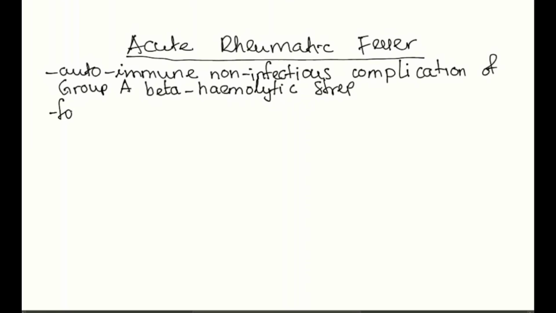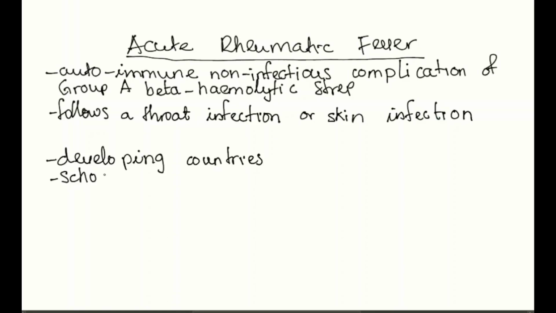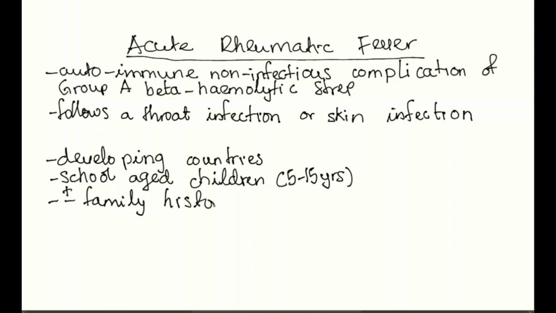Now, acute rheumatic fever can occur after a pharyngeal infection, that's a throat infection, or in some cases a skin infection. It's more common in developing countries, and most cases typically occur among school-aged children. In some cases, there is a family history of rheumatic fever. Acute rheumatic fever occurs as a result of molecular mimicry in susceptible individuals.